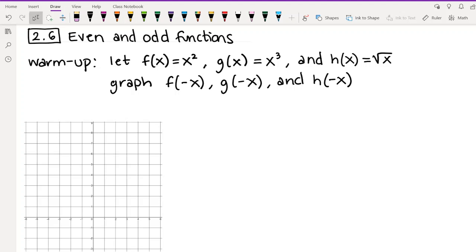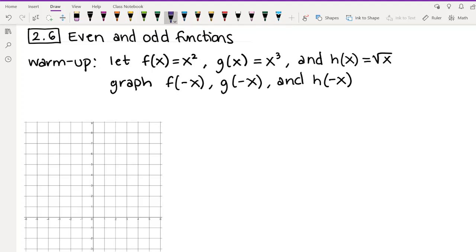So I'd like you to pause the video and sketch the graphs of f of x is equal to x squared, g of x is equal to x cubed, and h of x is equal to square root of x, and then graph f of negative x, g of negative x, and h of negative x. And we'll see that that will allow us to talk about what even and odd functions look like.